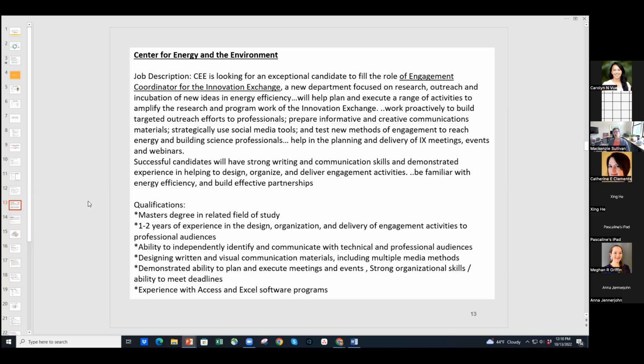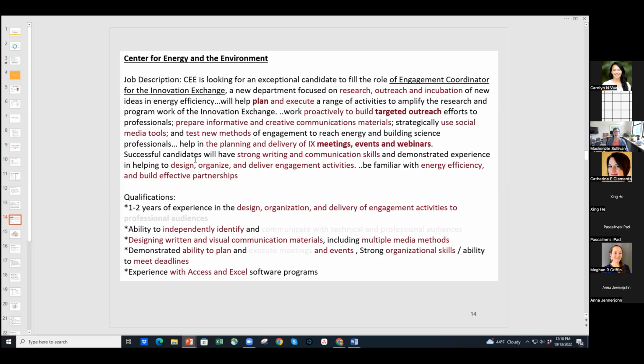So let's take a look at a basic job description, right? If I am looking at this and I'm starting to think about writing my resume, I might do something like this, as we talked about. I'm going to highlight the things that are important. I'm going to look at the job description, and I'm going to say, right, research, outreach, implementation, planning and executing, building targeted outreach, preparing creative communications, right? I'm going to look at that.